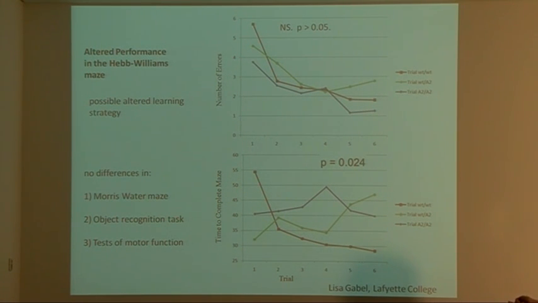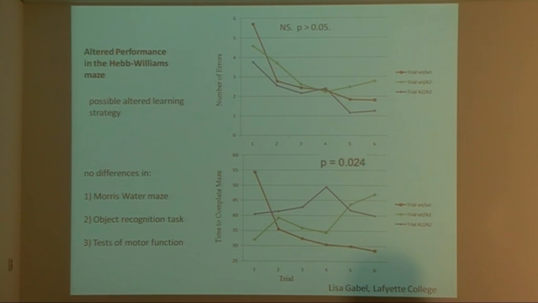What I like about this mutant is how many things it does well. It does Morris water maze just fine. It does object recognition tasks just fine, no difference. Tests of motor function, open field types of things. It does all those things normally, but it learns to make fewer errors. It just does it more carefully.